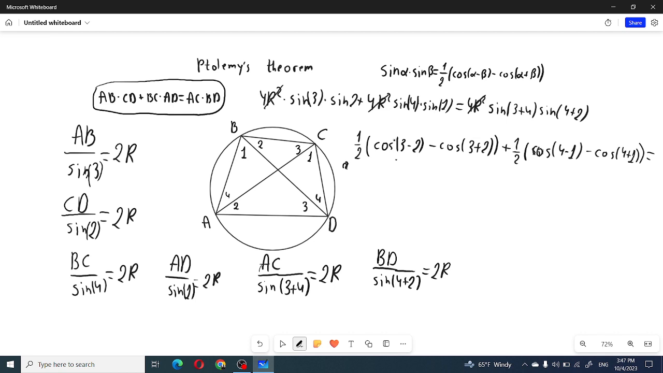And this must be equal to 1/2 times cosine of 3 minus 2 minus cosine of 3 plus 2 plus 4 and plus 4. Because all these terms have 1/2, we can erase this one. And we can also erase cosine of 3 minus 2, because both of these terms have this.